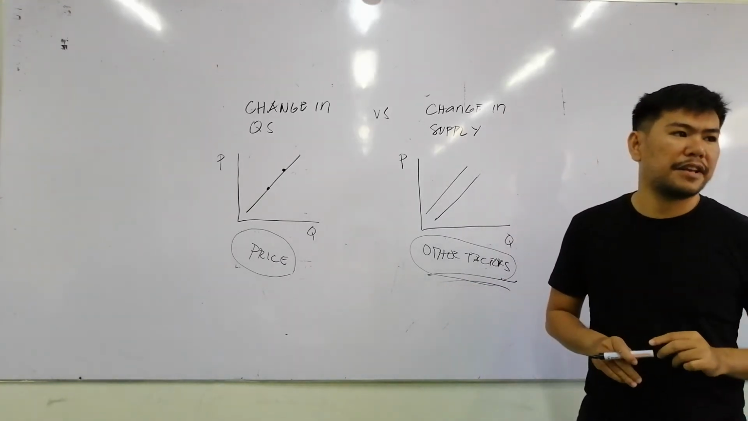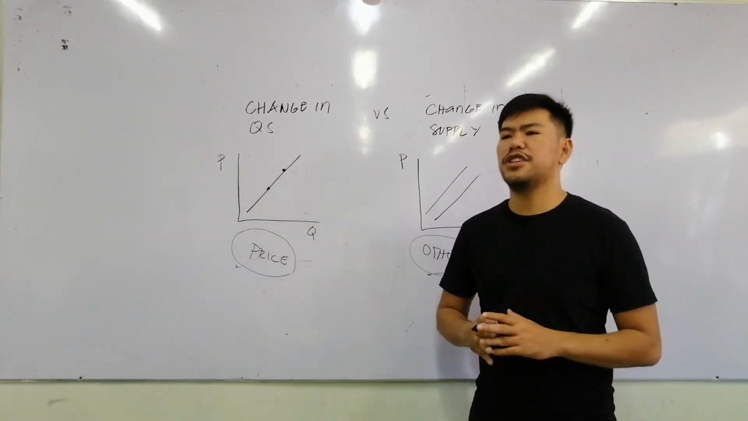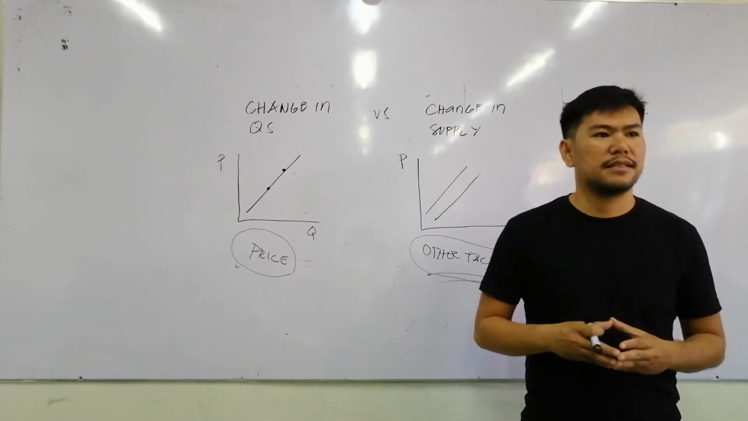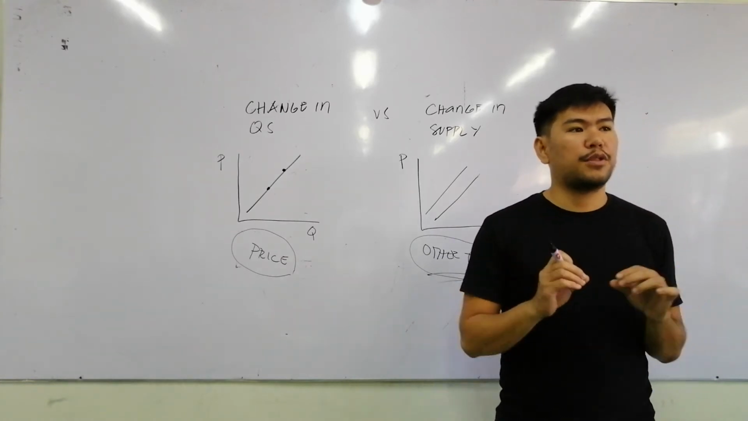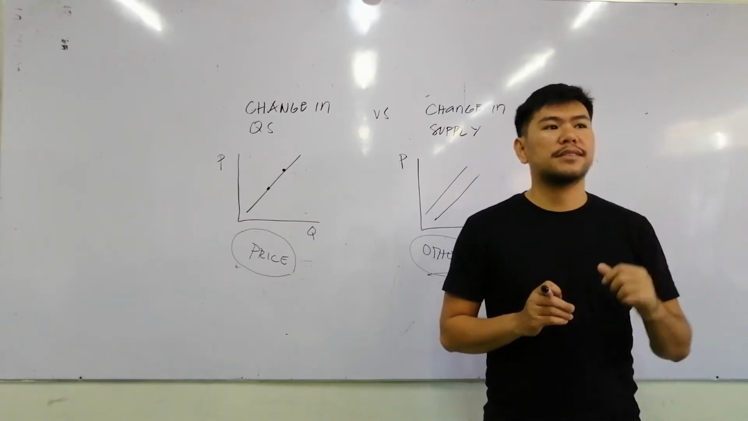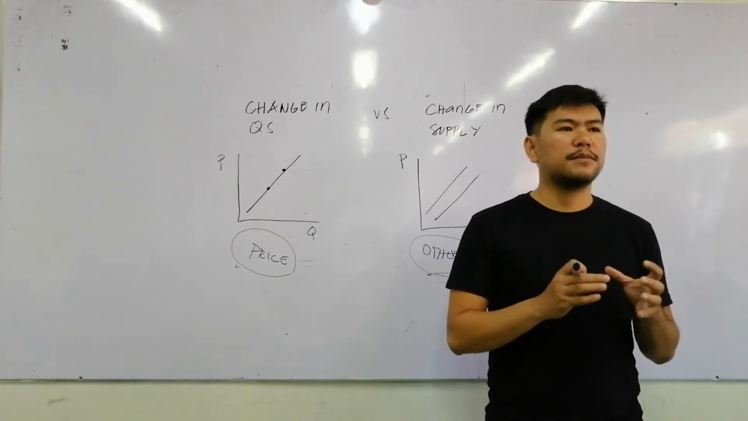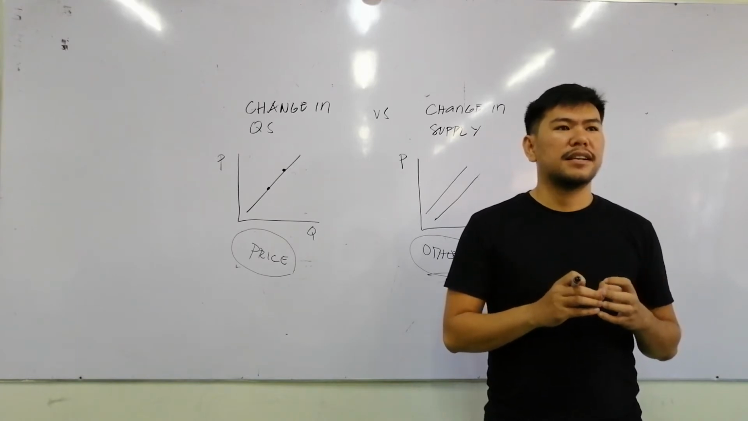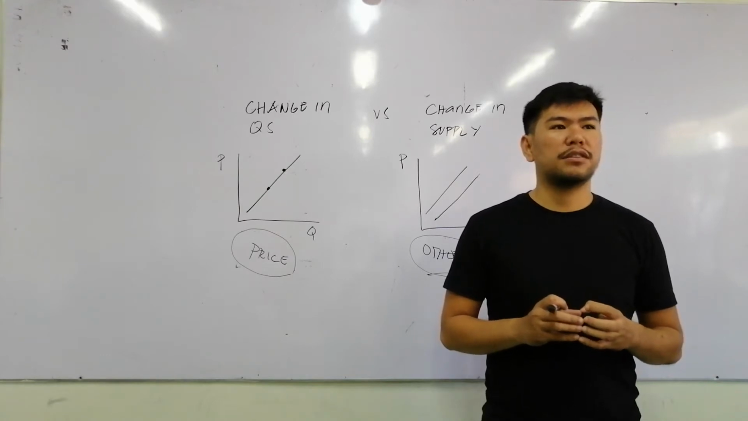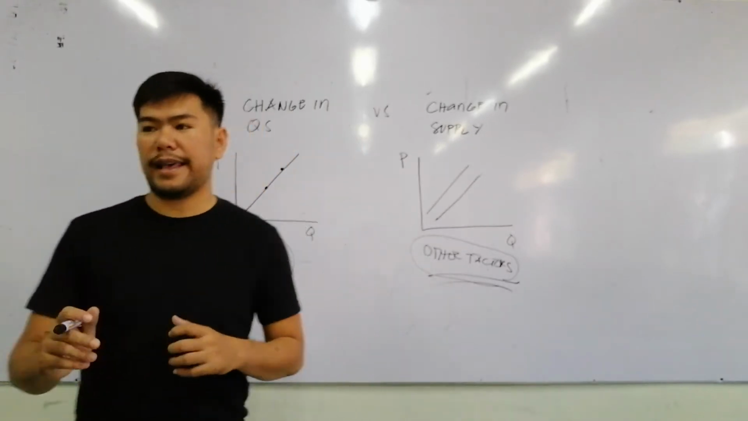So let's have an example here. What will happen to the supply curve of chicken when the price of chicken in the market increases? So you go back now to the law of supply. As price increases, QS also increases. So in our example, when the price of chicken in the market increases, the quantity supplied of chicken will also increase. Thus, if you're going to present that in the graph, it will look like this.